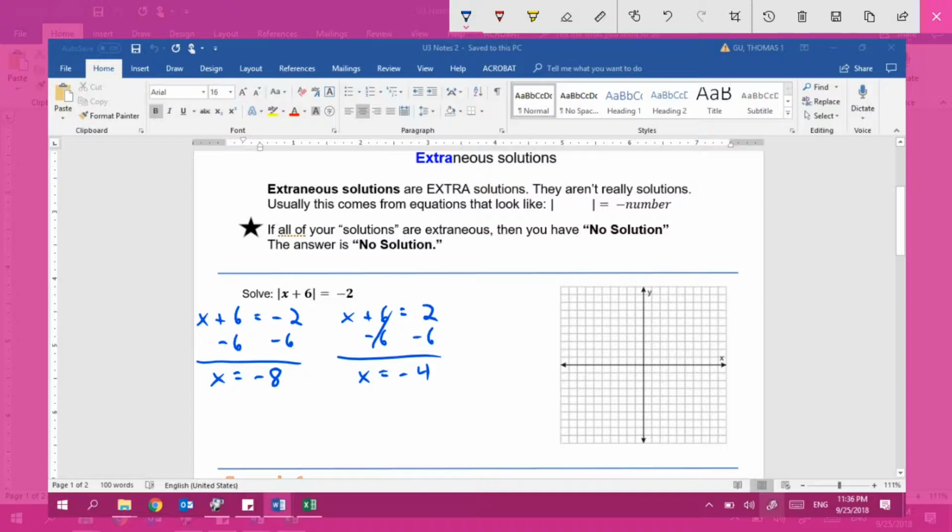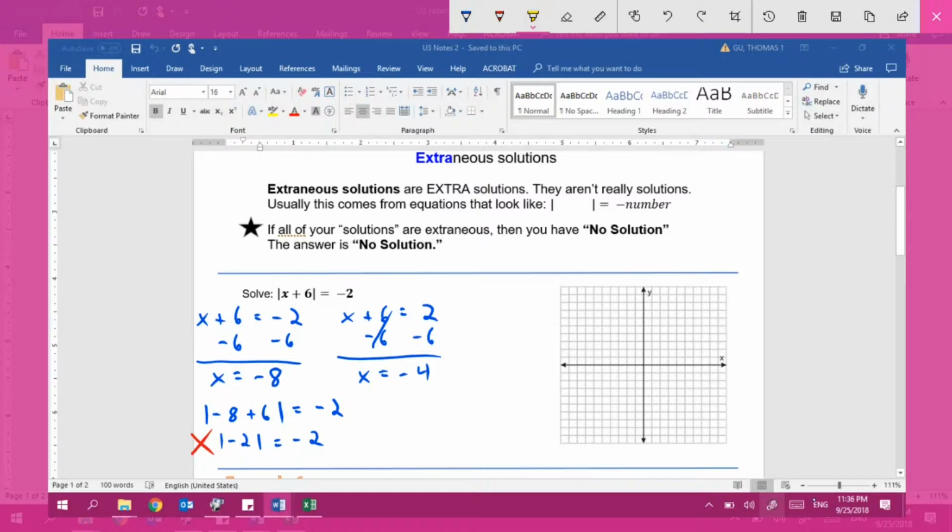So we just found two solutions, but let's check to see if these solutions actually work. Let's plug in -8. Absolute value of -8 plus 6 equals -2. What's -8 plus 6? That's -2. Does the absolute value of -2 equal -2? No, it doesn't. What the heck? That's an extraneous solution. Because an absolute value always makes it positive. It doesn't equal a -2.